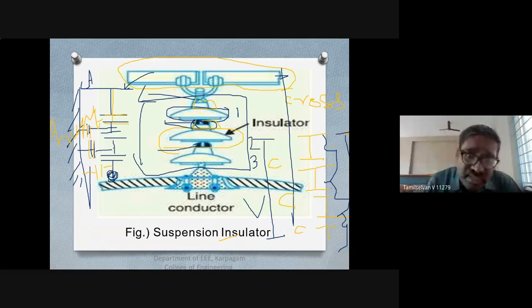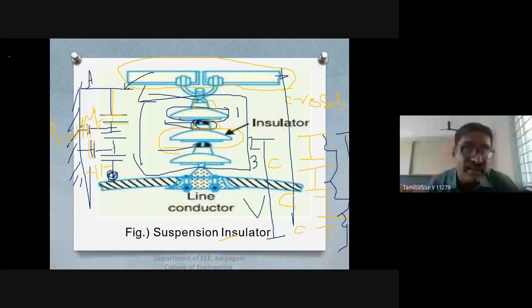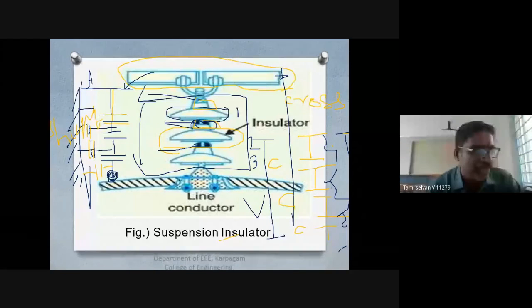But if you are hanging on the tower, the cross arm will be fixed on your tower. The tower is metal, and this pin will be metal. So between this pin and the tower metal, there is air as the medium, so there will be shunt capacitance. When there is shunt capacitance, the current will not be uniform.